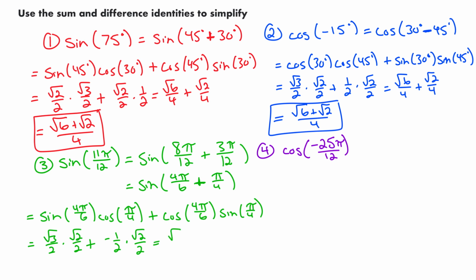That's going to give me root 6 over 4 minus root 2 over 4, which gives us our final answer of root 6 minus root 2 all over 4. Kind of ran out of space, but you get the gist.